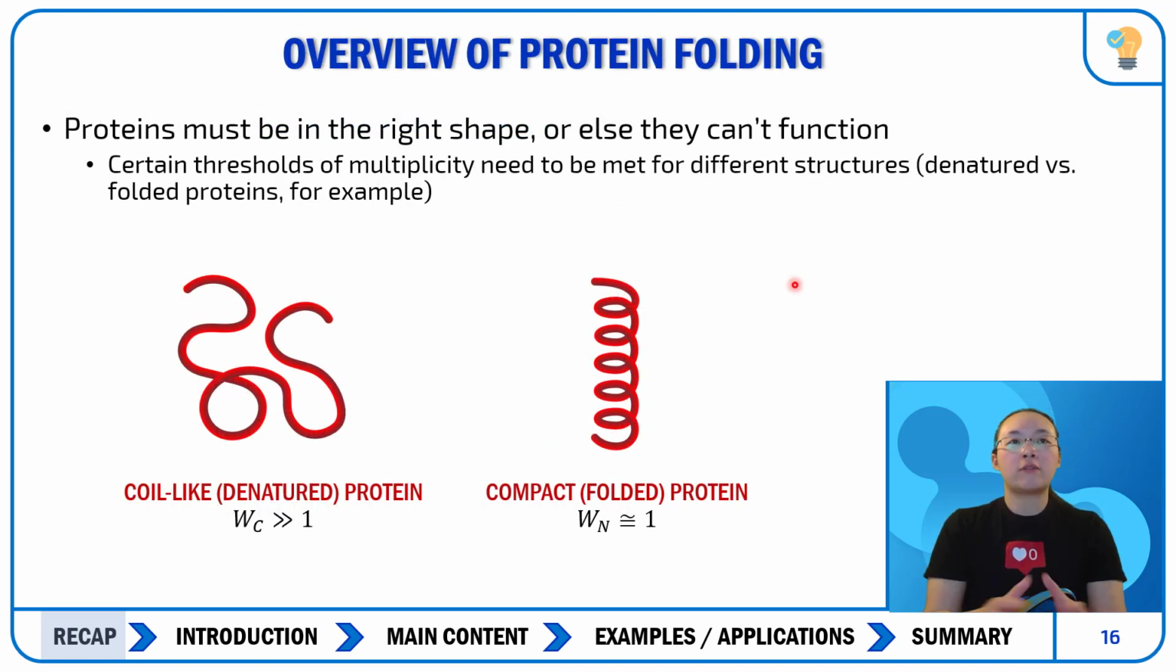So we ended off here where, from the Lifson-Roig model, we found that sure, we have a coil state and we have a helical state. But the one important lesson from the Lifson-Roig model is the degeneracy, or the multiplicity. With the coil state, you can form so many different configurations or shapes. So the multiplicity of that denatured protein is way higher than 1.